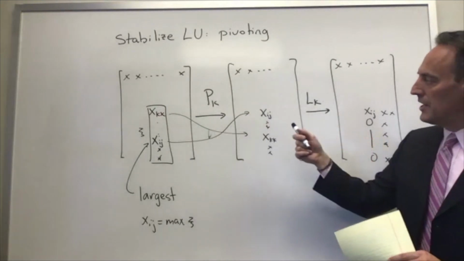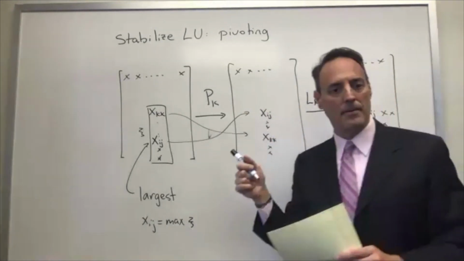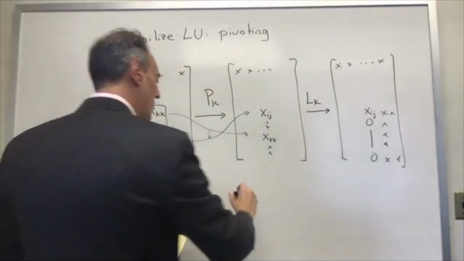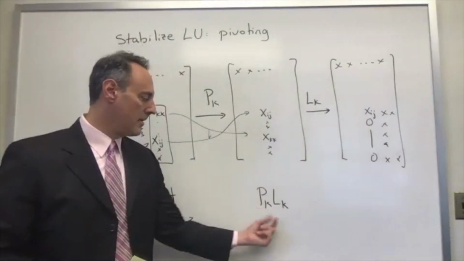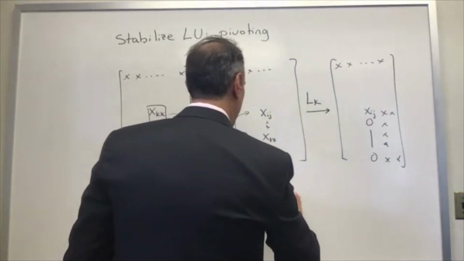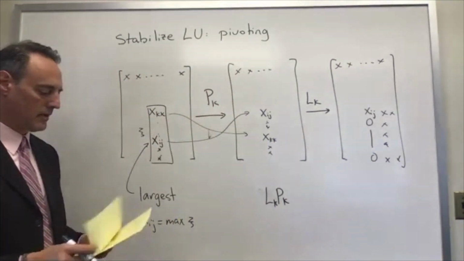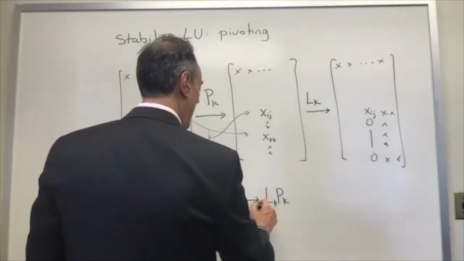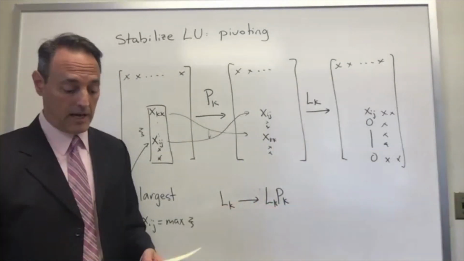So the operation is two steps. Hit it with P_k, then L_k, at each single step in this decomposition. So this is what I want, P_k, L_k. That's the step. Permute it, then multiply by L_k. That's what we want to do. This replaces what I was doing before, which was just L_k. Now it's permute it first, then hit it with L_k.